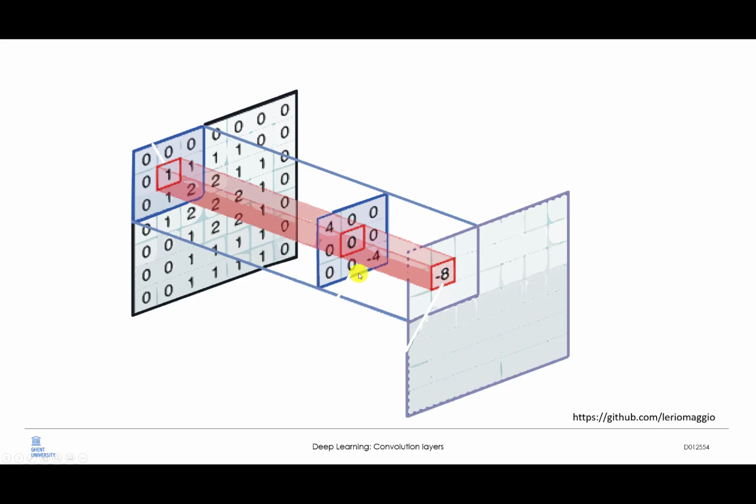Given this filter, we compute one particular value from this slice of the image. In this case, this would be -8. Then we just move this filter one step in that direction, and we can compute another value. We would reduce these values here to a new set of values, which are obtained by looking through this particular filter.